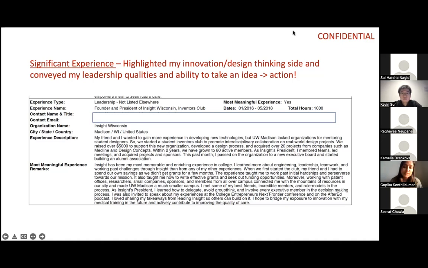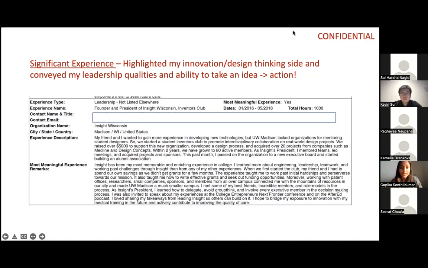And then for the most meaningful remarks, I talked about what the club actually taught me. So I'm talking about how it taught me engineering, leadership, teamwork, how to work through challenges, and then overcoming, so I'm talking a little bit about persevering. I put in the grant writing in there because that was more geared towards my MD-PhD application, right? So everything that I talked about had a nuance in who is my audience and what do I want them to know.